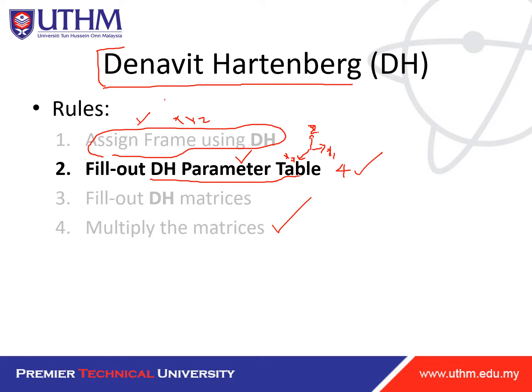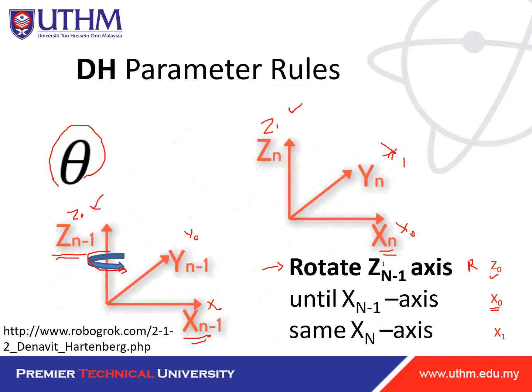So in this example, the frame is already there. We already have it in the diagram. So we only need to find the second one. Let's refresh about the second one. As you remember, first we want to find theta.